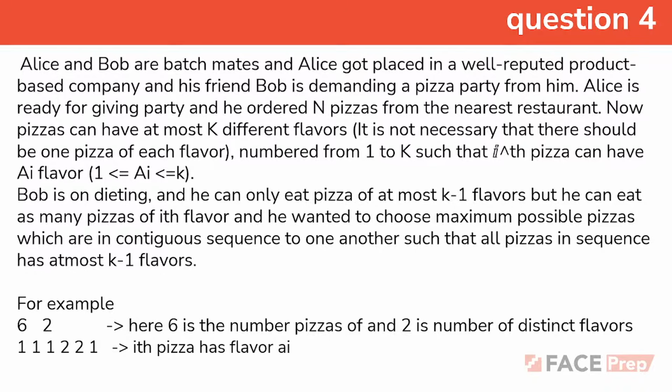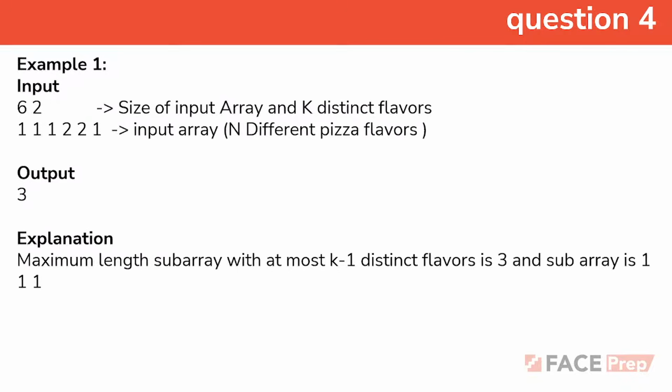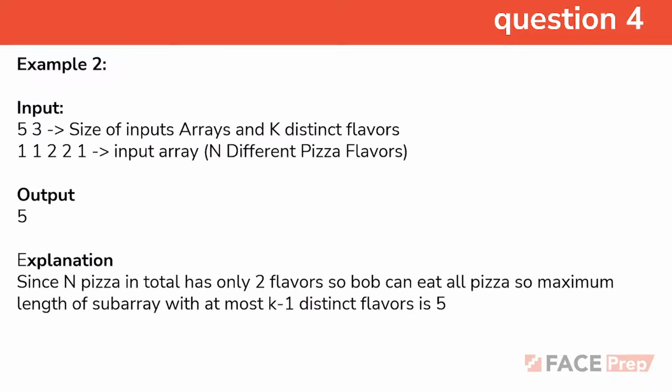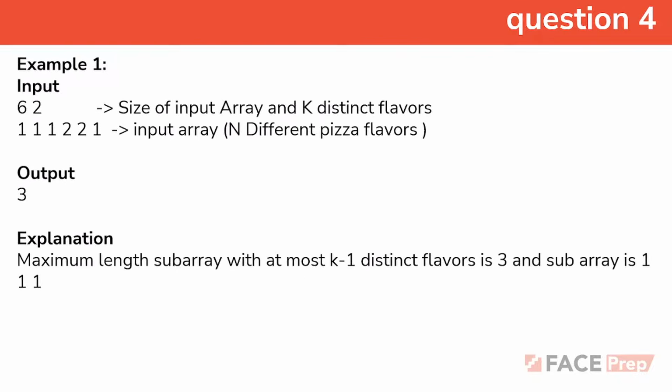Okay, so here we have the test case: 6 2, then 1 1 1 2 2 and 1. It tells us that the ith pizza has i flavor, right? So 6 is the number of pizzas, and 2 is the number of distinct flavors. Next, what will it print for output? Let's see. Yeah, here we have the actual test case. 6 is the n.